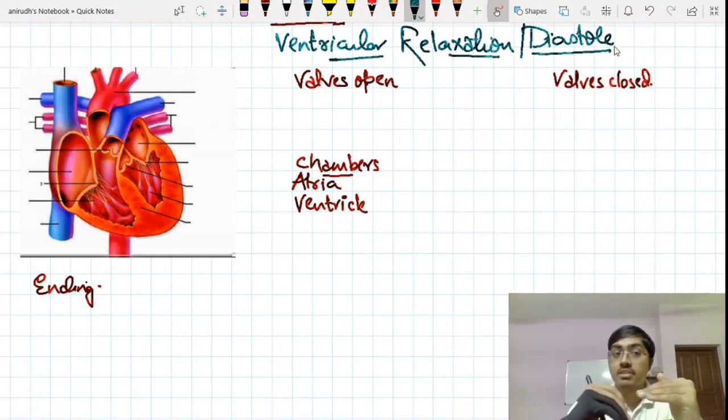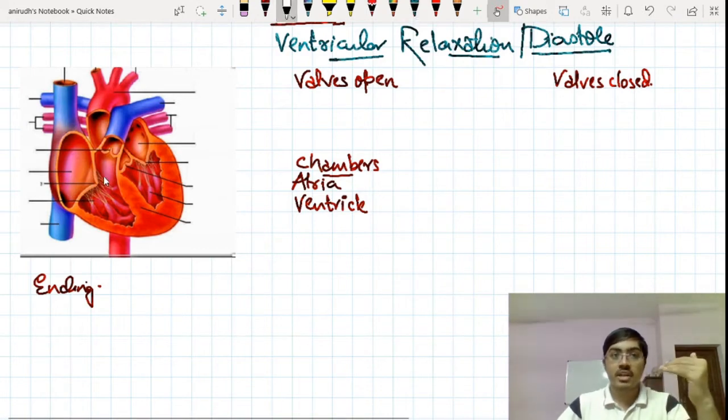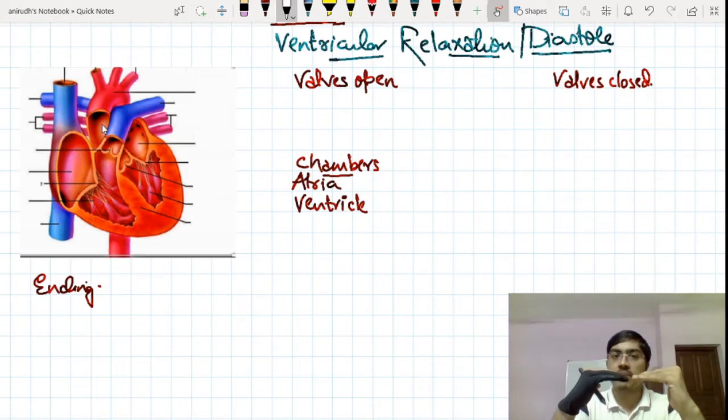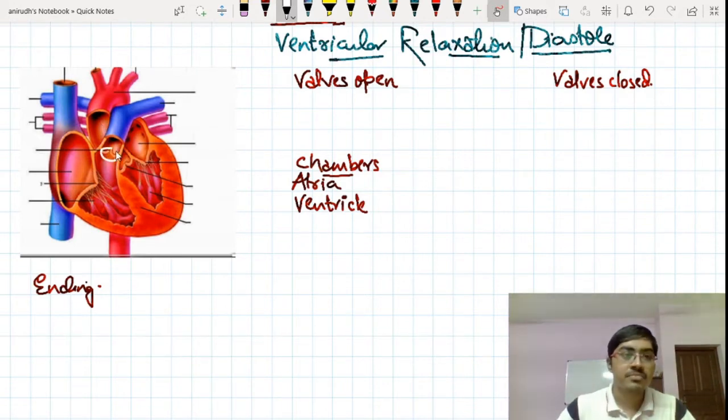So the ventricular pressure is low. So that means blood has already gone to the pulmonary artery and aorta. So the pressure has been decreased now. So the valve of the pulmonary artery and aorta will start closing. So this valve will be closing. And this valve also will be closing.